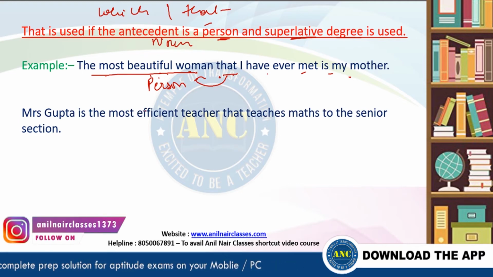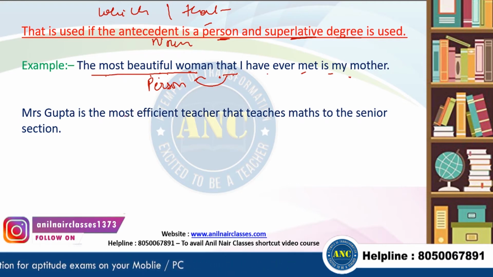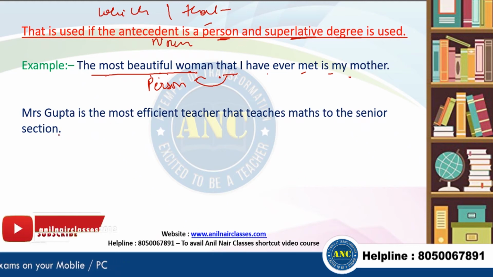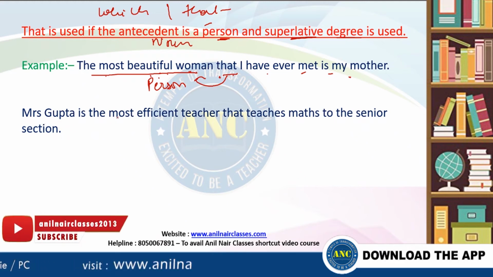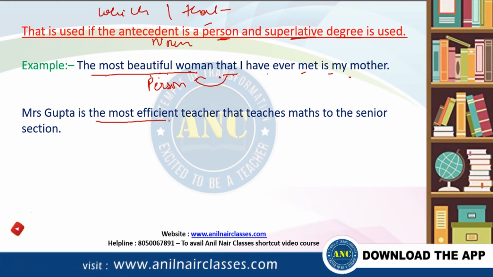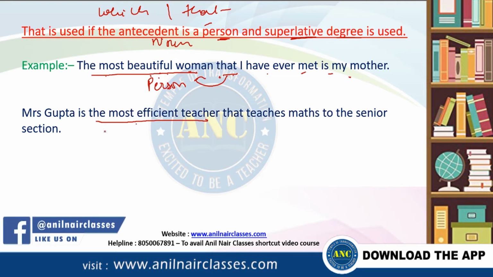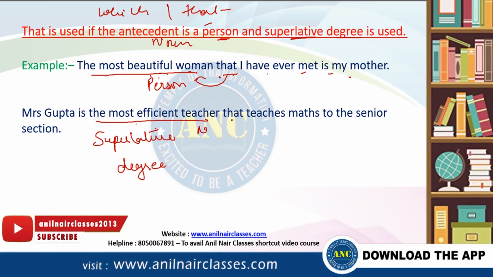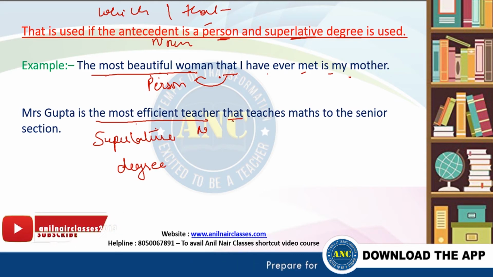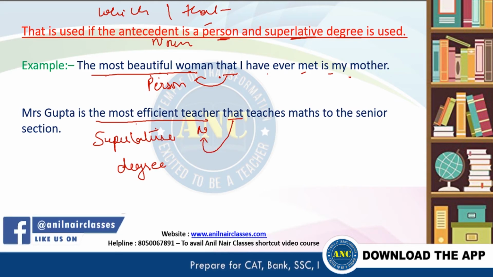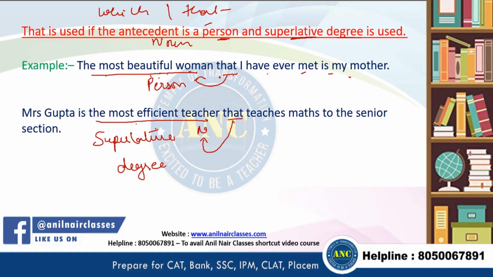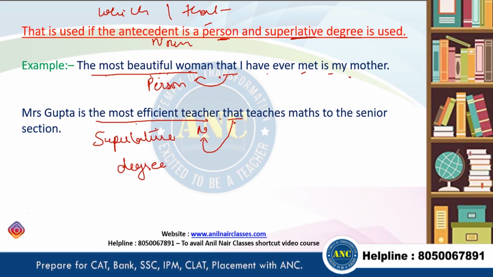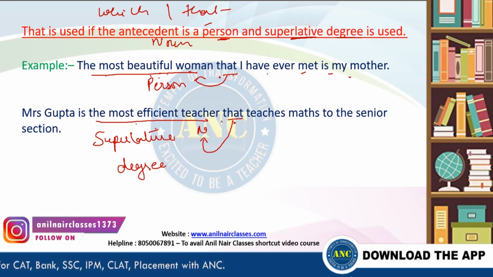person. If that person is in the superlative degree, then we will use the word that. See, Mrs. Gupta is the most efficient teacher. So now the most efficient teacher is the superlative degree adjective. These adjectives, the most efficient teacher, which is a noun. Now that is placed before the noun which is present in the superlative degree. That is why we are using that over here. So Mrs. Gupta is the most efficient teacher.